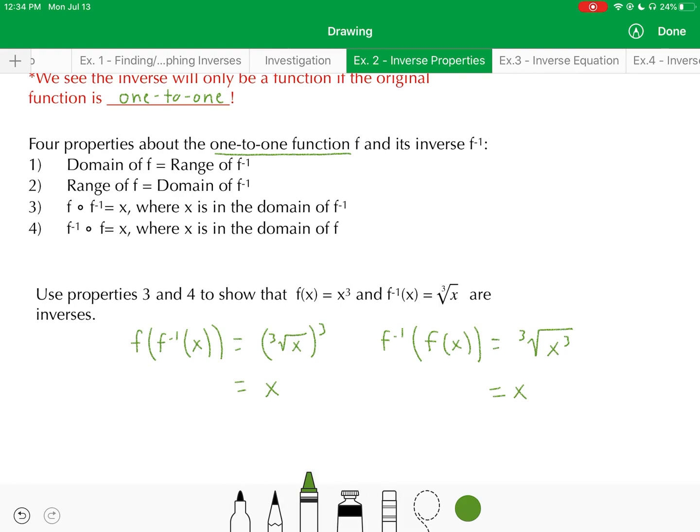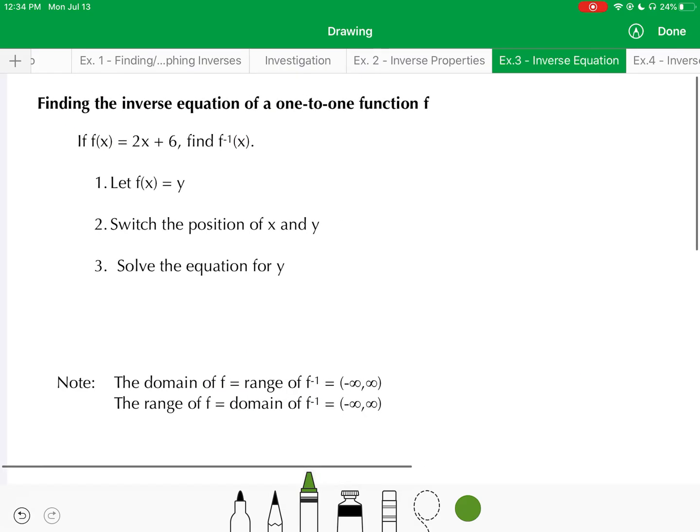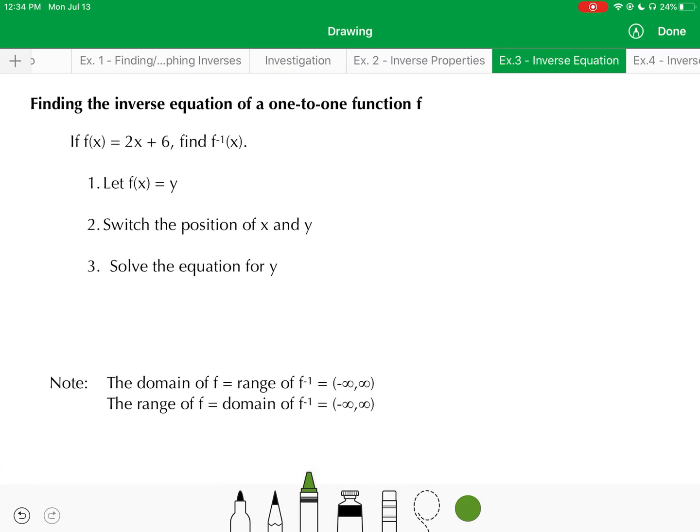Okay. All right, now, how do I find the inverse equation of a one-to-one function? This would be in the case of a continuous function that has an infinite amount of points to it. I can't possibly list out an infinite amount of points for the inverse by switching x and y, right? So I need an equation to represent it.